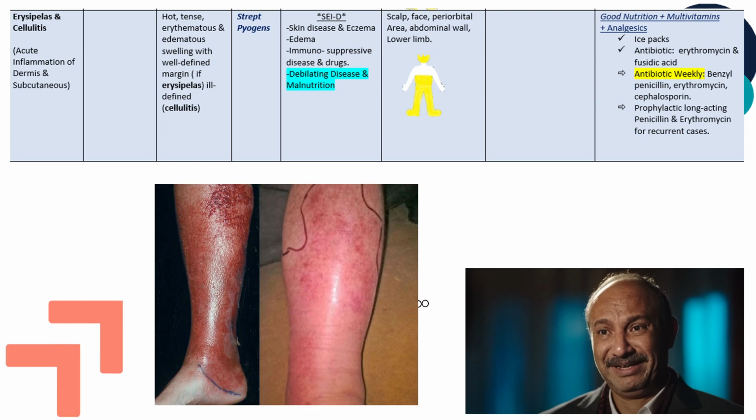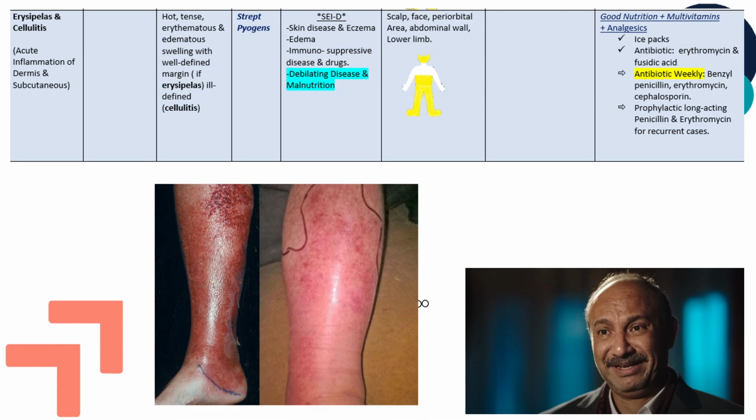The common sites of affection are the scalp, the face, the periorbital area, abdominal wall, and lower limb. It also should be highlighted that the lesion will be accompanied with fever and malaise, and it's commonly associated with a certain debilitating disease, which is diabetes mellitus.